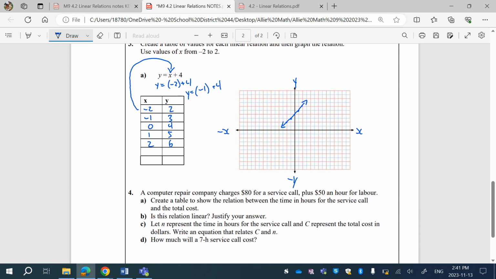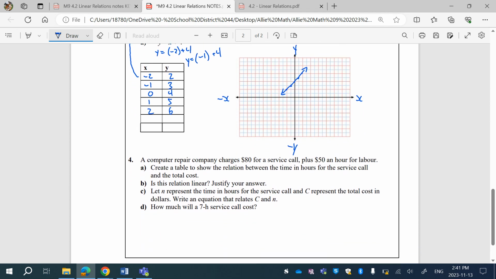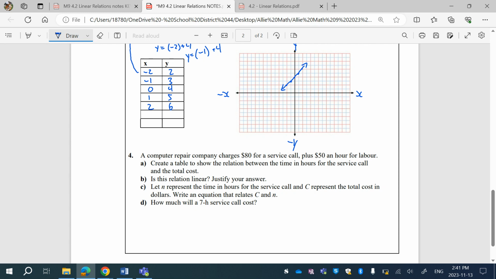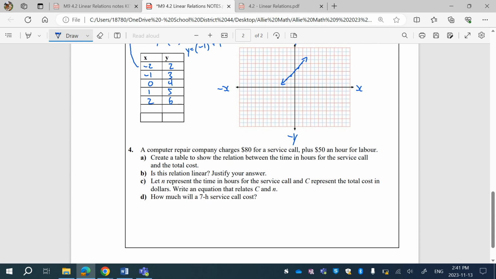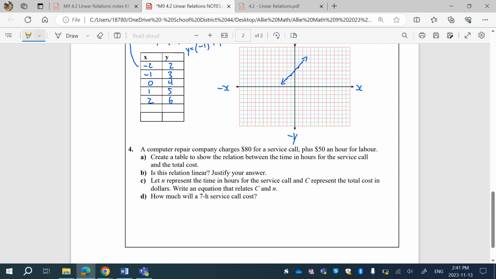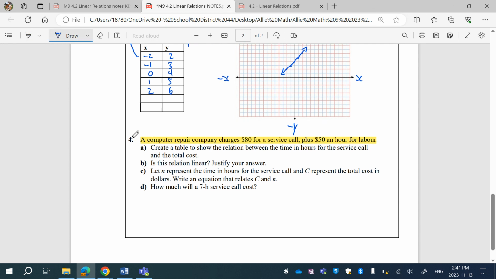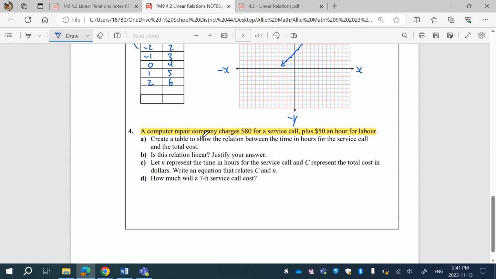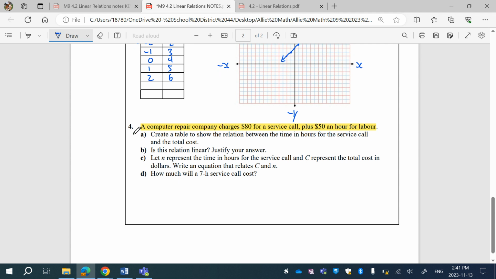Okay. And number 4, a computer repair company charges $80 for a service call plus $50 an hour for labor. So this is kind of what we were doing in 4.1. We're using a word problem to make an equation. And so what do we have here? Well, let's go through the question first. I'm sure it's going to ask us to make an equation. So first, create a table to show the relation between the time of hours for the service call and the total cost.